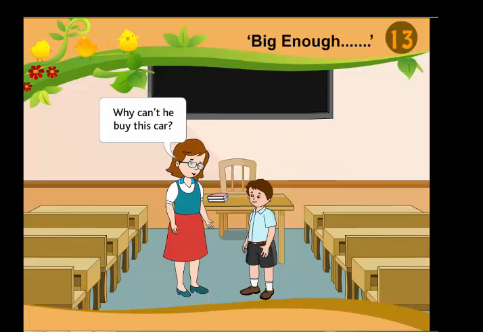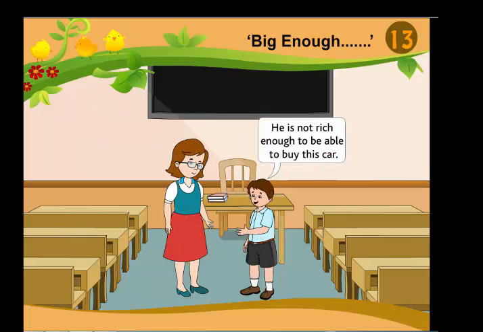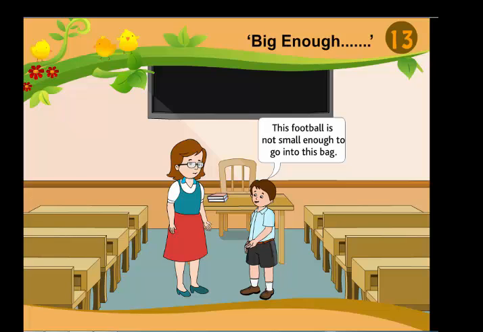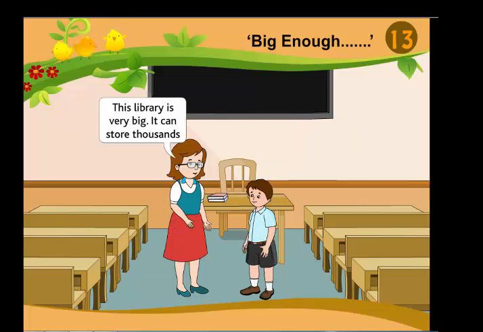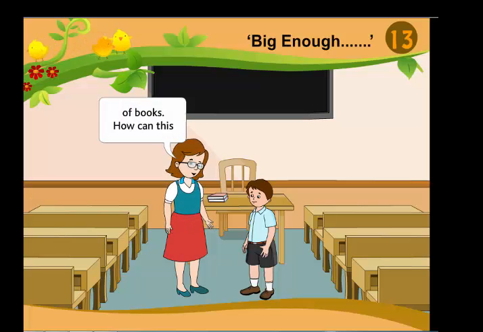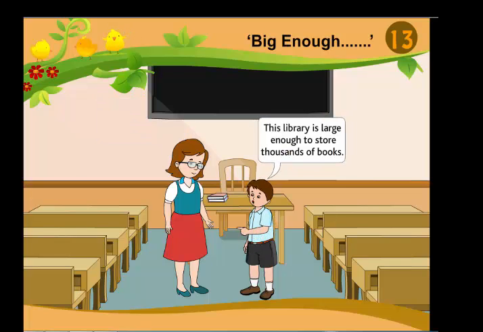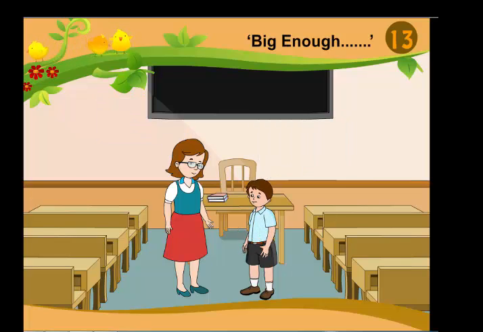Why can't he buy this car? He is not rich enough to be able to buy this car. Why can't this football go into this bag? This football is not small enough to go into this bag. This library is very big. It can store thousands of books. How can this library store thousands of books? This library is large enough to store thousands of books.